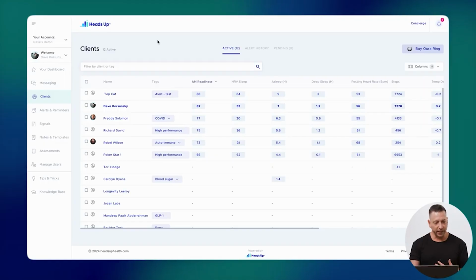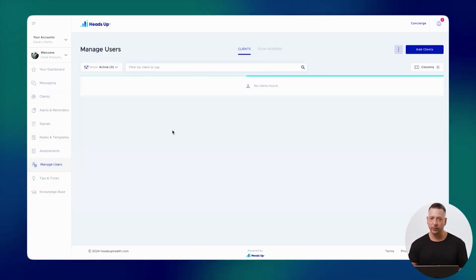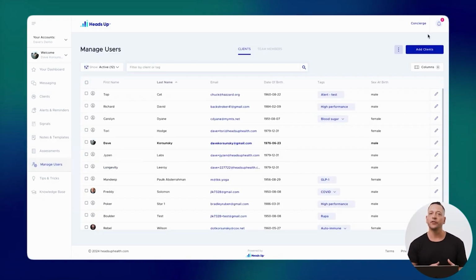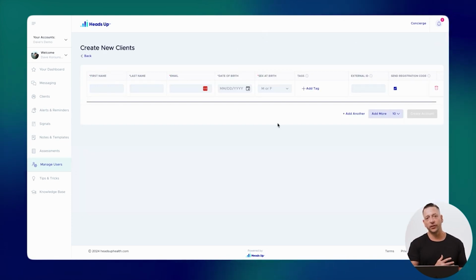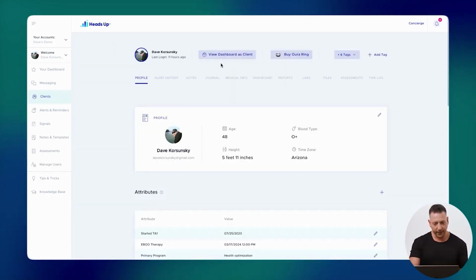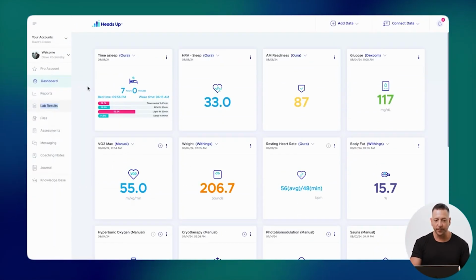The first step is getting users in the system through the Manage Users function. You can import CSV files, and if you have an existing practice management or electronic health record system, we can actually integrate into your existing systems and create what's called a single sign-on connection. And the first thing we do for each client is we give them the concept of their own personal health dashboard.